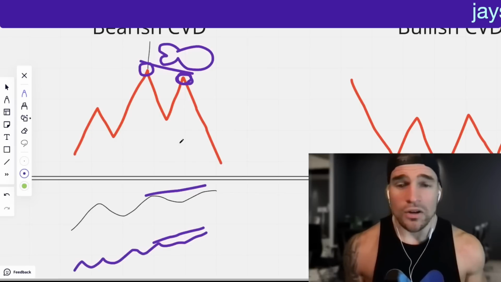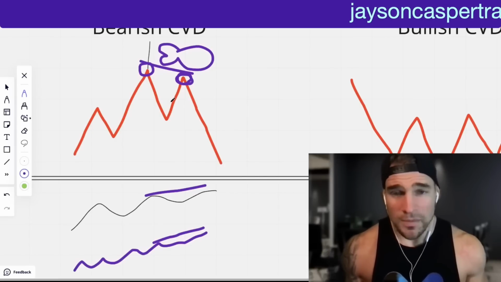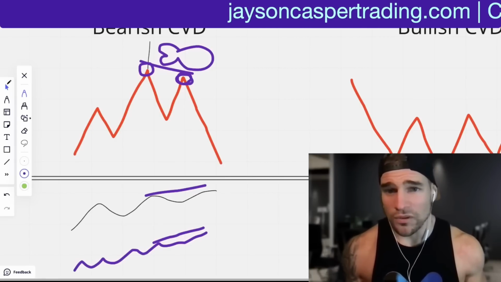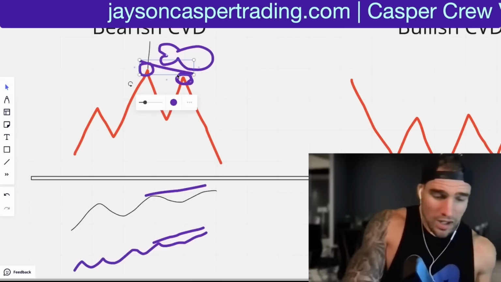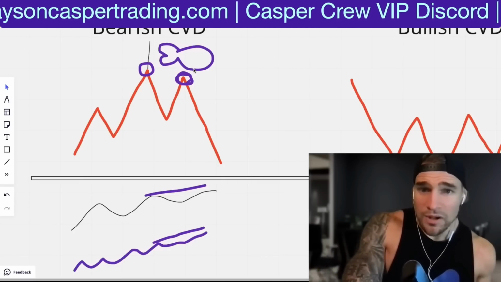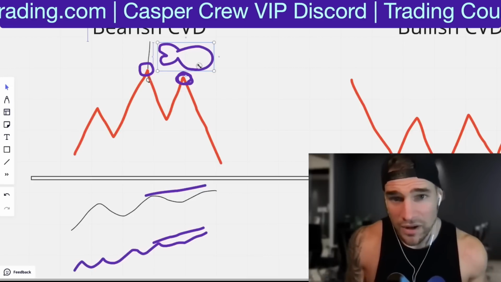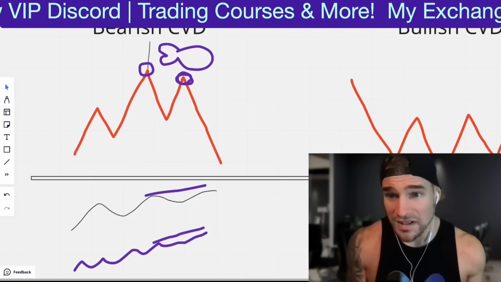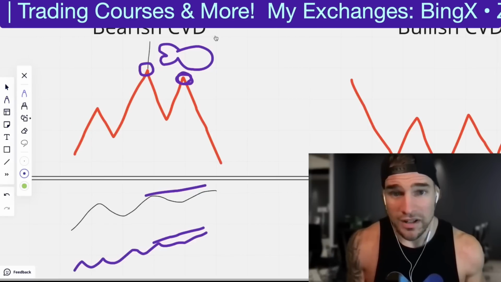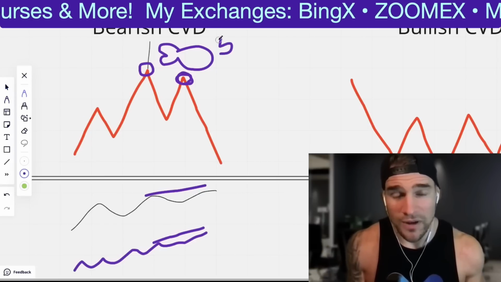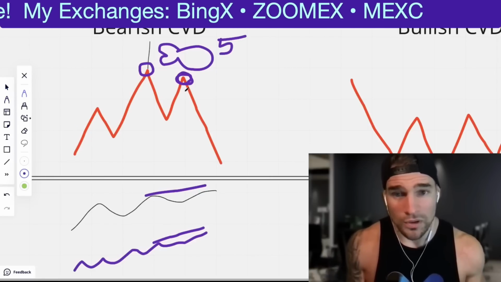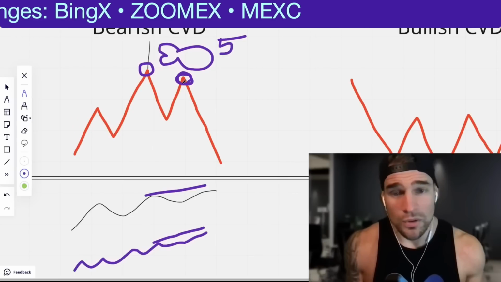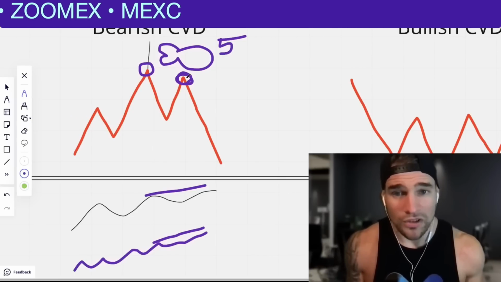Okay? This is called a CVD divergence, because we have to understand that in order for a limit order to get filled, there has to be somebody longing. If I'm filling up a big limit short order, let's say that this short order right here is for $5. I have a $5 limit short order. I'll only be able to fill this short order if I have 5 longs coming into the market.